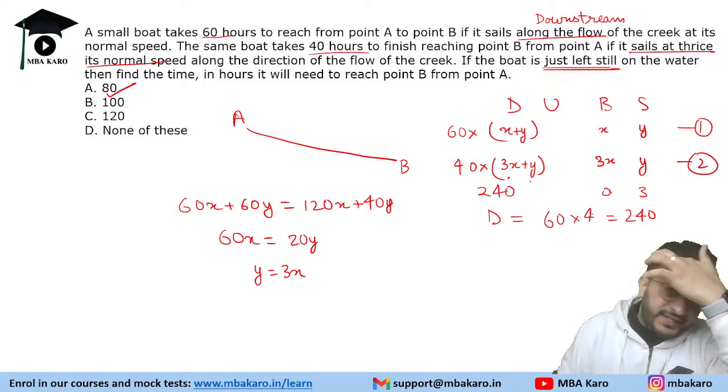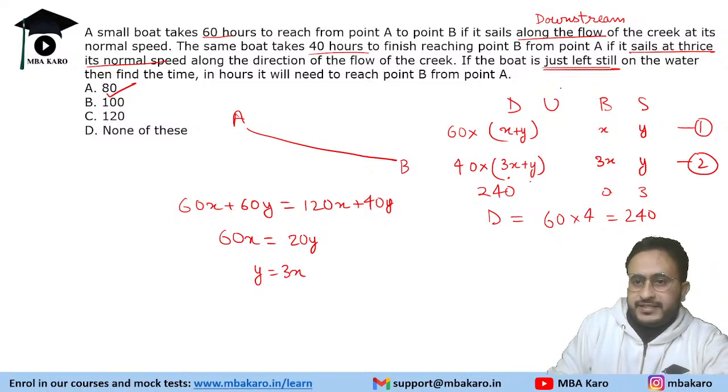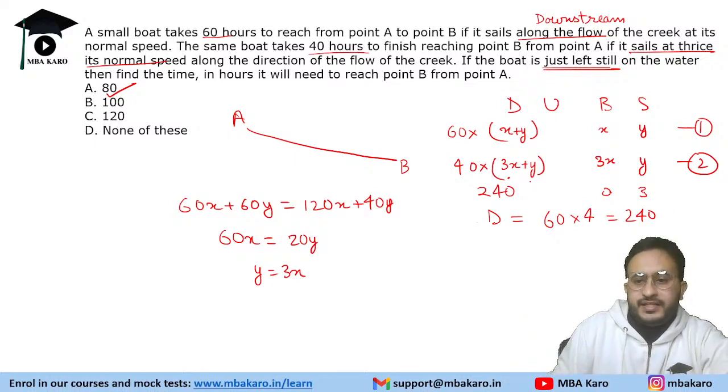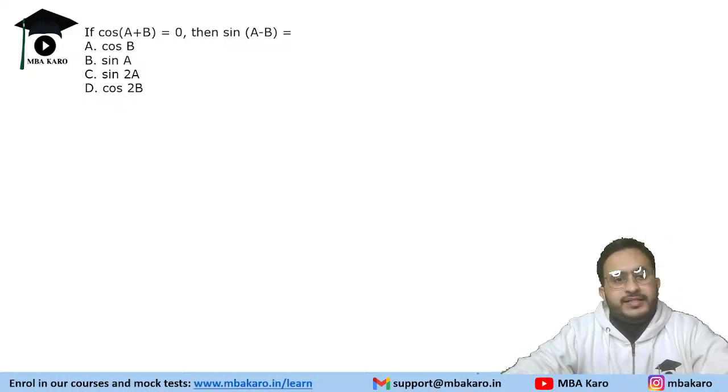Okay, so in the second case, in the given case, the boat is not moving, right? It is left still. That means the water is still flowing. The speed of water is 3, which we got here, and 240 by 3, it will take 80 hours to complete this journey. Okay, all right. Let's see this next question.